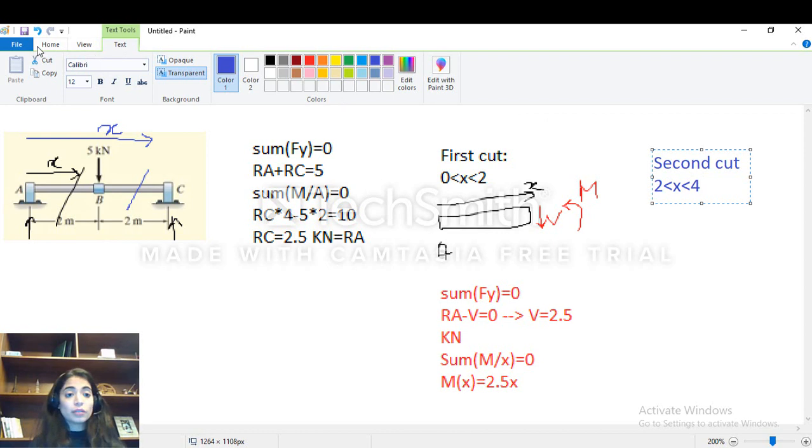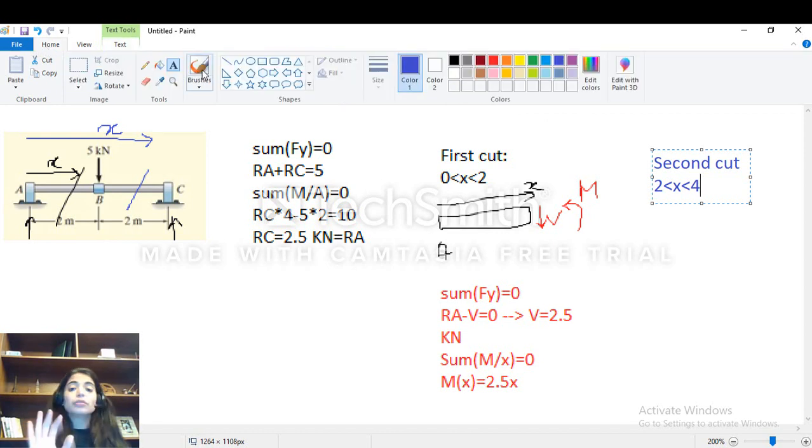Now, let's draw this cut. I want you guys to know that here, of course, the right part is much easier to deal with. Why? Because if I do this cut here and I take the left part, I will have a reaction at A, a point load at B, and I need to find V and M at this point X. While if I take this right part, I will only have one force, which is the reaction. Now here, guys, I will take both parts to prove to you that you will have the same answer.